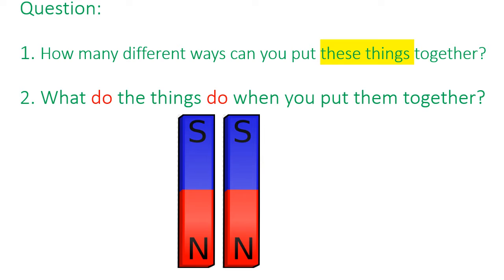Number one, how many different ways can you put these things together? So the things pictured, each thing is part blue and part red. So do those things have a name? And question two, what do the things do when you put them together? So what do they do when you put them together?